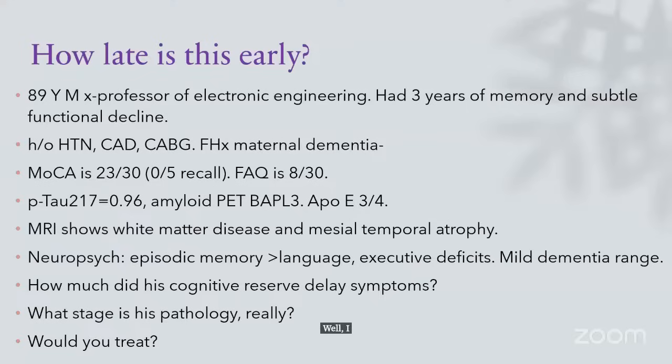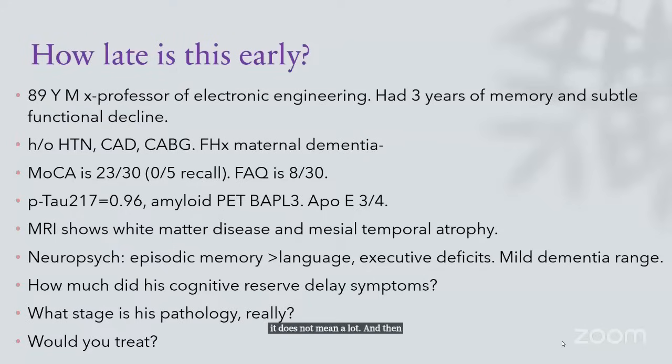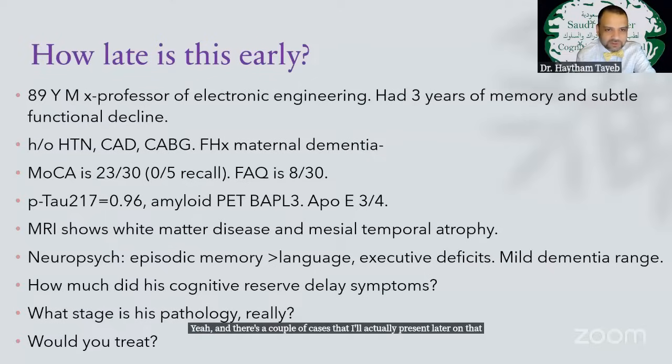Well, I think you nicely explained it. The presence of amyloid per se just means that you have amyloid in your brain. Unless this builds up to tau accumulation, and as you can see here, some specific phosphorylated tau like 217 and 181, it does not mean a lot. And then if that does not translate clinically into clinical symptoms, again, the presence of amyloid per se does not mean much. Nowadays you can easily prove the presence of amyloid. Now the question is, is it causing anything or not? That's what we need to do in the clinic, to see whether this amyloid is causing the clinical picture or not. And that's where our role comes in. Otherwise, proving that amyloid is there is very easy nowadays. Yeah, and there are a couple of cases that I'll present later on that highlight this very difficulty.